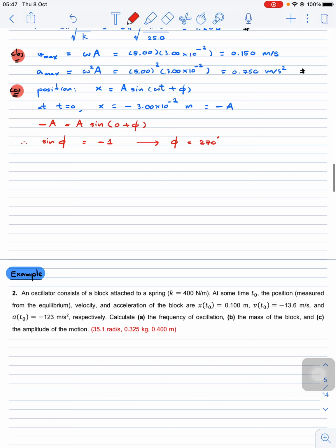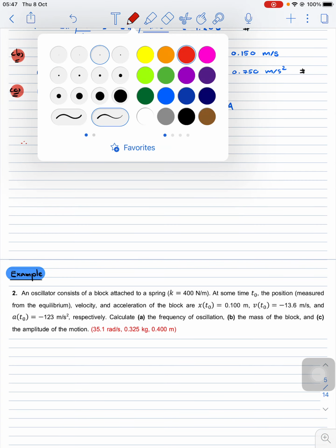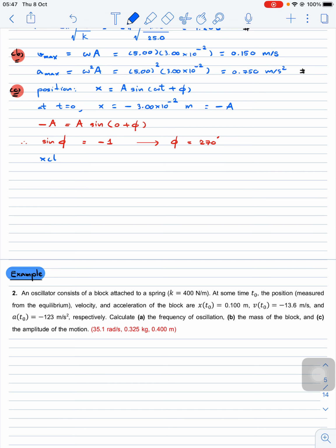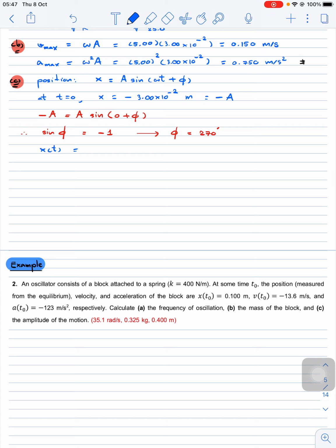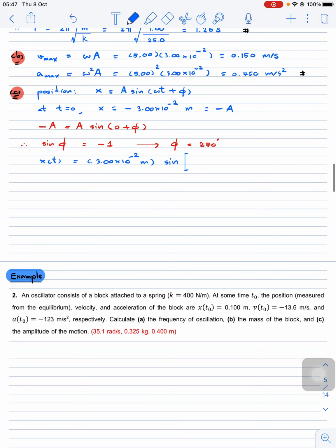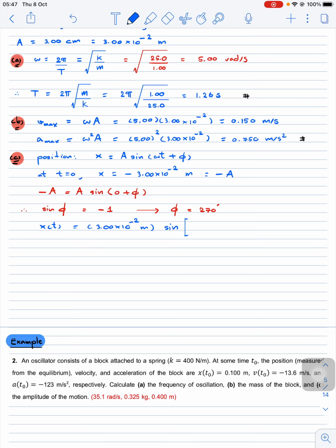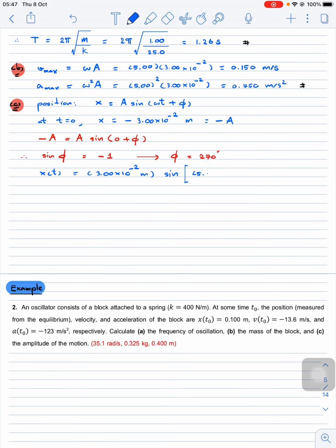Okay, so then finally we can get that x(t) is equal to 300 times 10 to the negative 2 meter, and then times the sine of omega t. Omega is what? Omega is 5.00 radian per second, and then times t, and then plus 270 degrees. So that's going to be the function of x.